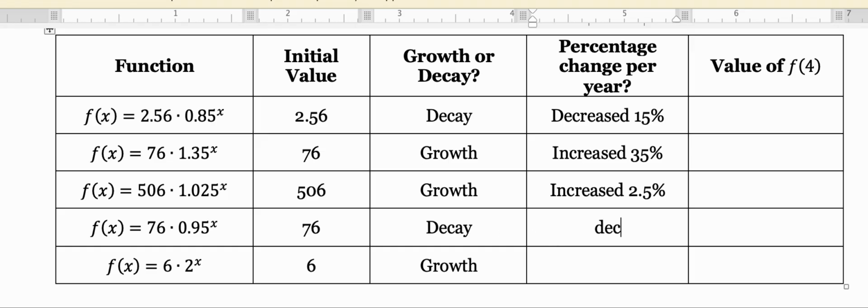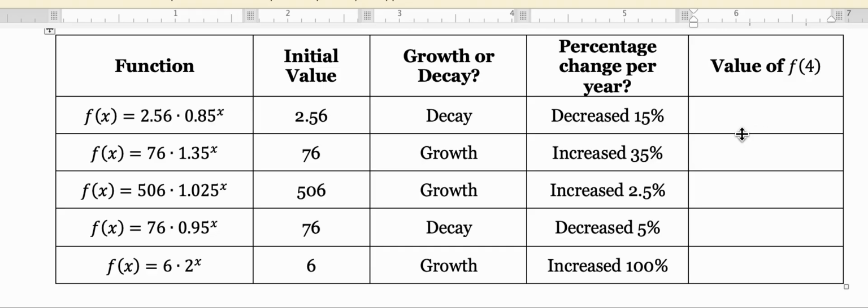This decreased 5%, and this increased, if I have this correct, 200%. Okay, oh no, 100%, sorry, 100%, it doubled.